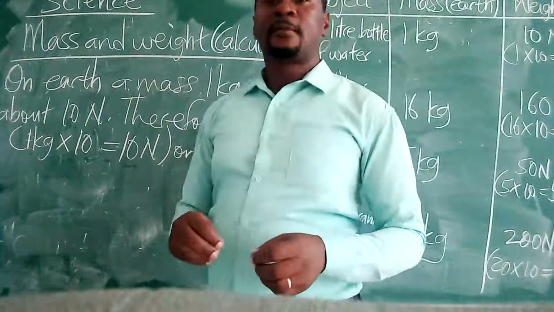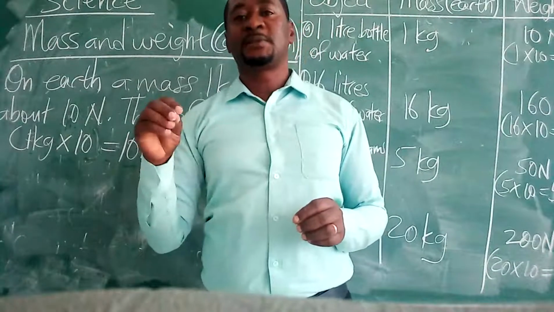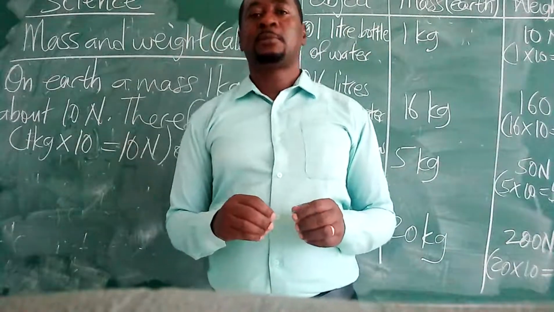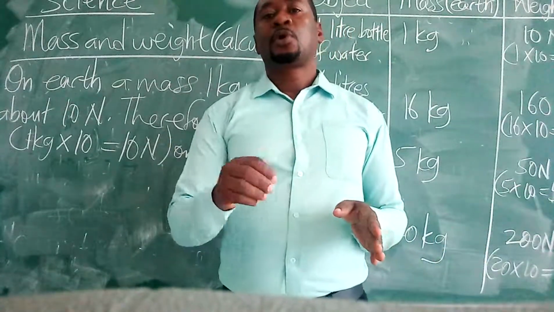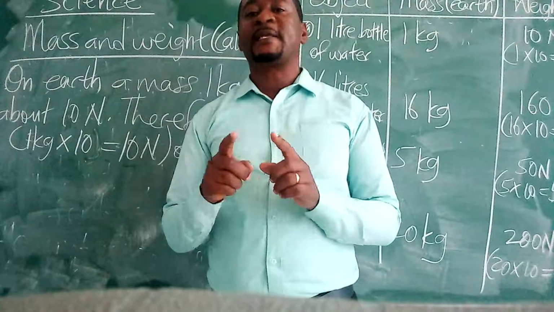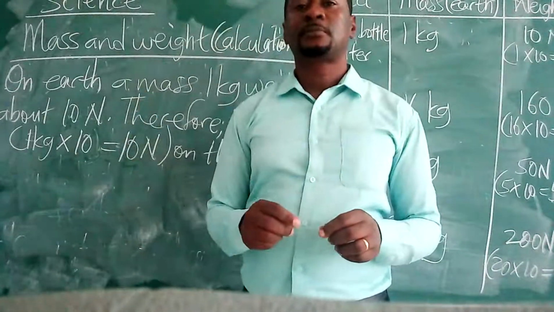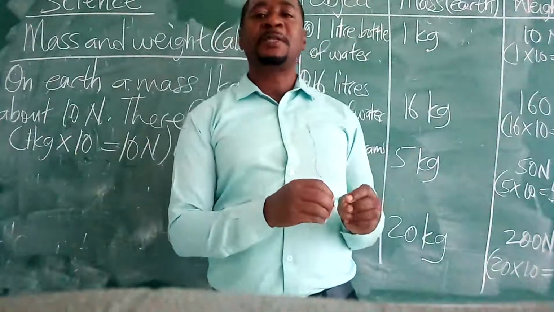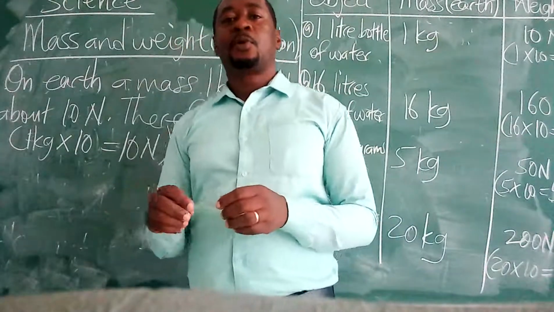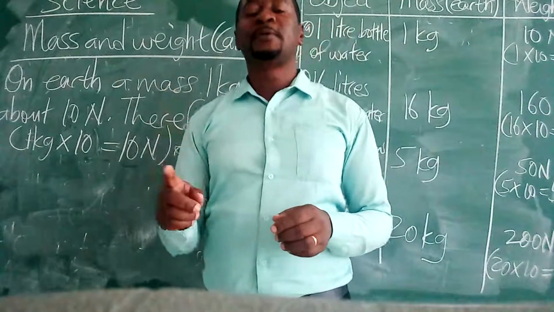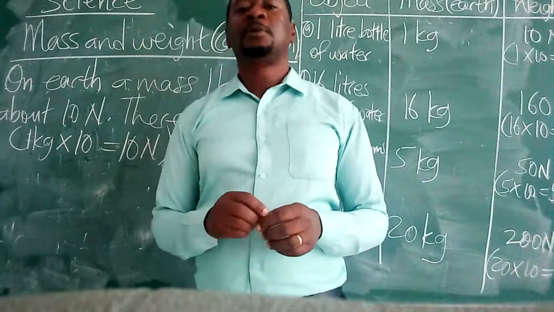So on the moon, an object on Earth, when it is 1 kilogram, on the moon it is 10 Newton. If it is 5 kilogram, on the moon it will be multiplied by 10. So 5 times 10, it will be 50 Newton. If you have 100 kilogram, the mass on the earth, on the moon, the weight will be 1000 Newtons.